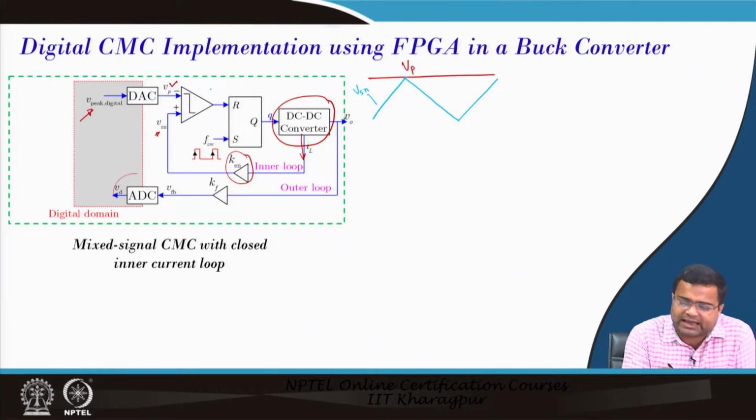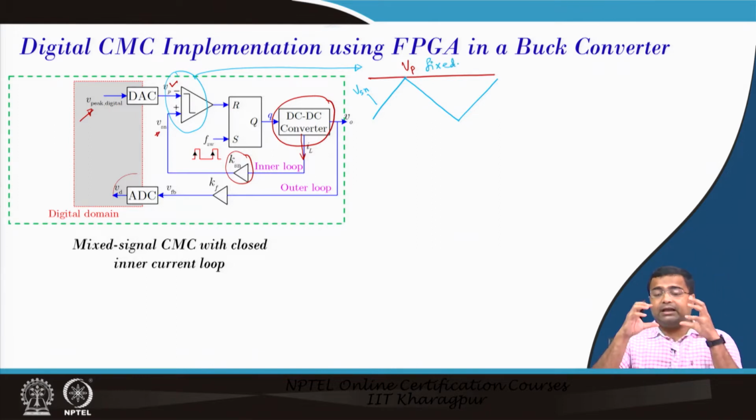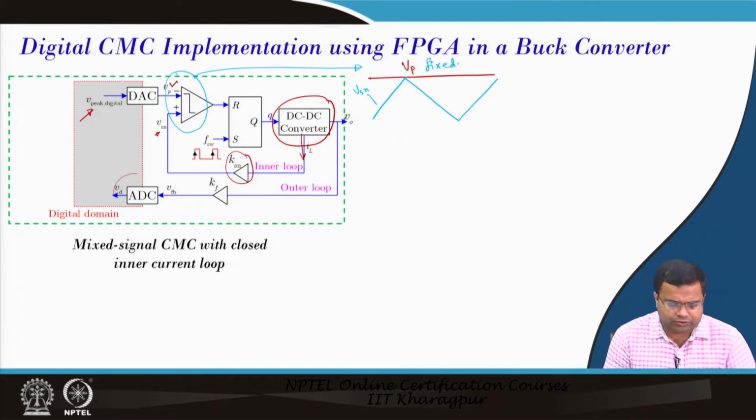That means this is our V sense, which is analogous to our inductor current, a sense voltage corresponding to the inductor current. This is what is expected from these two signals I am showing here. Here we are using a fixed current reference, that means Vp is fixed. So, the inner current loop is closed, but the outer voltage loop is still open, because we just want to show some implementation demonstration in the subsequent lecture this week. So, this is mixed signal current mode control with closed loop.